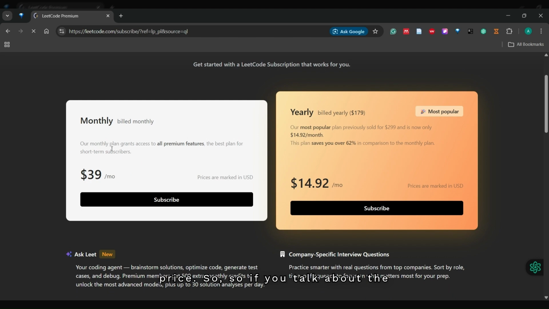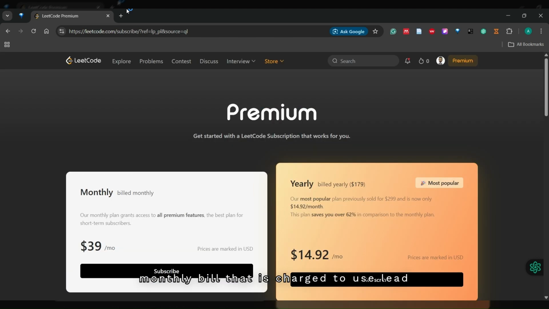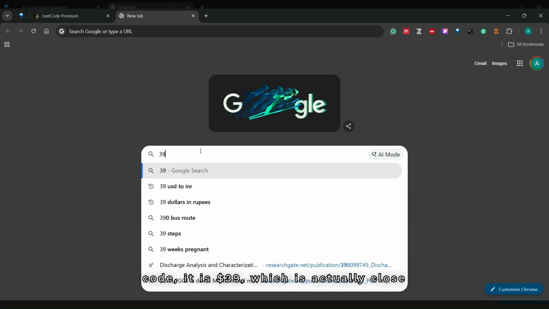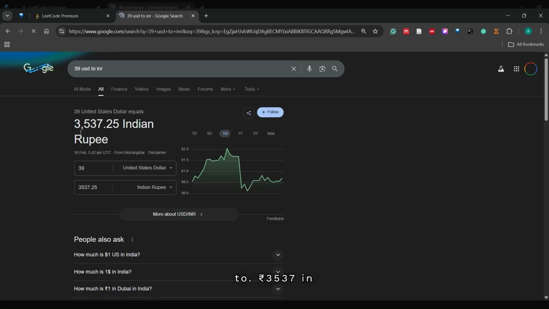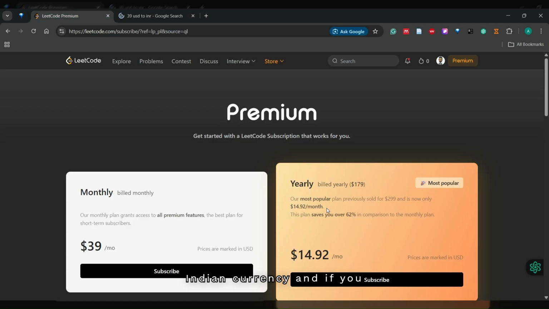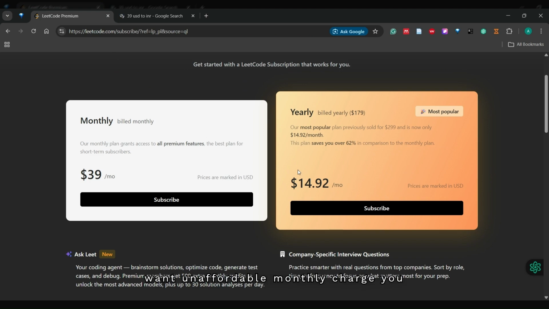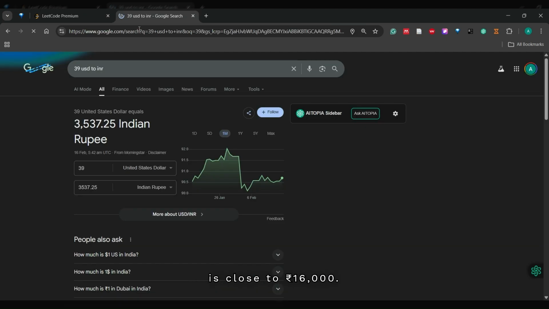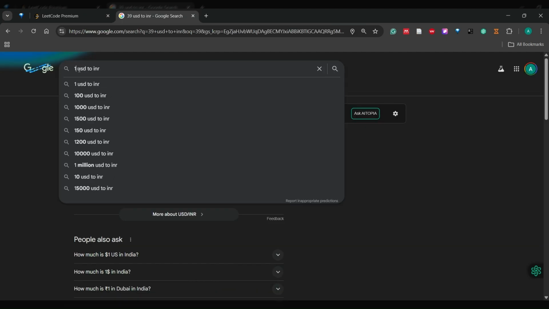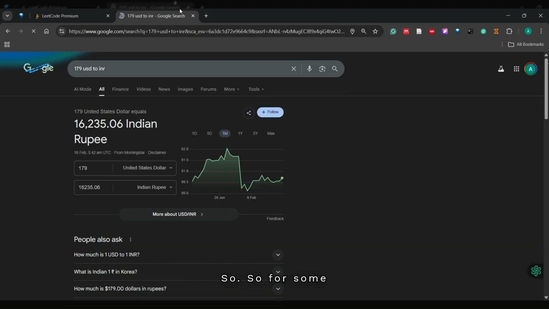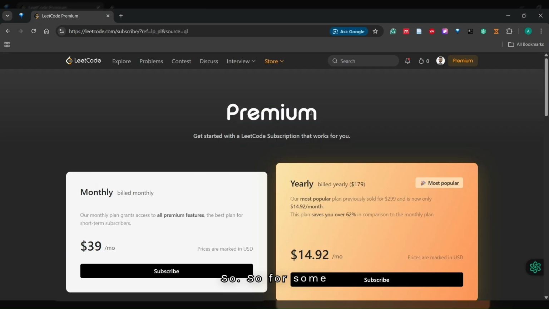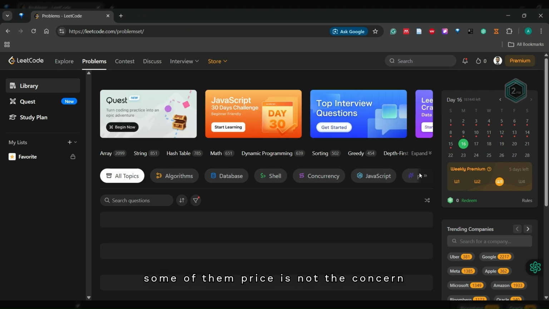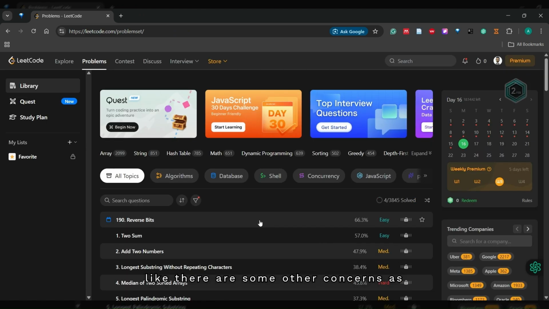If you talk about the monthly bill that is charged to use LeetCode, it is $39, which is close to 3,537 rupees in Indian currency. And if you want an affordable monthly charge, you have to pay $179, which is close to 16,000 rupees. So for some of them, price is the concern, but for some of them, price is not the concern. There are some other concerns as well.